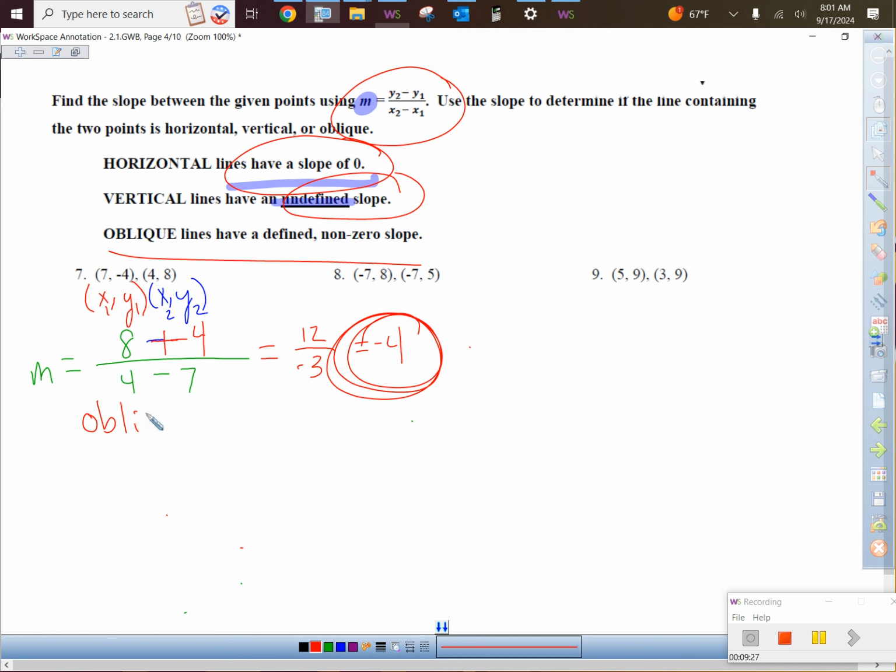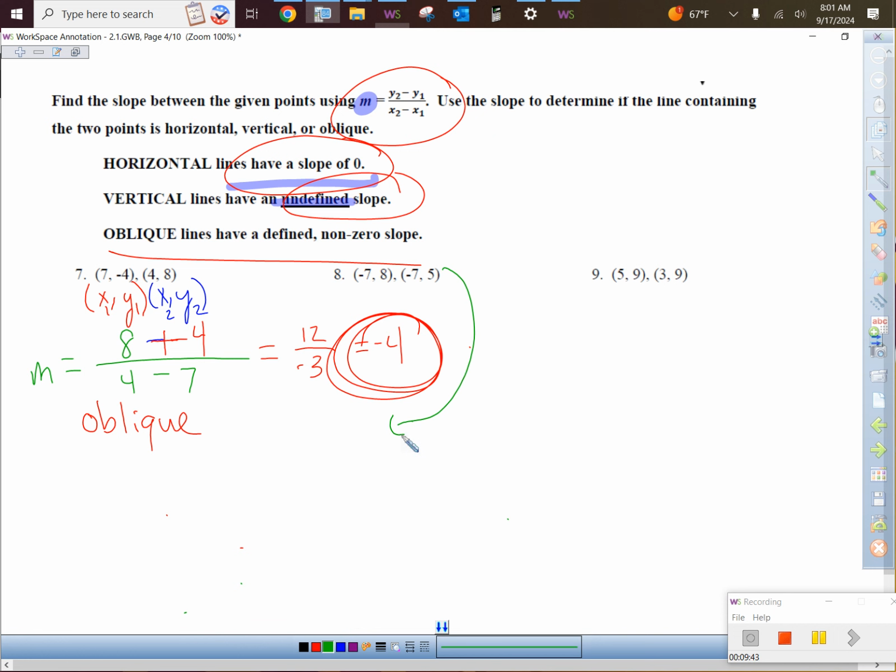What do you think? Is this line horizontal, vertical, or oblique? Oblique. You will spell it correctly. It is in your instructions. Please make sure you spell it correctly. Oblique. So the big deal is the setup and the signs, right? I've done this for a long, long time. Can we set it up correctly, and can we get our signs correct?